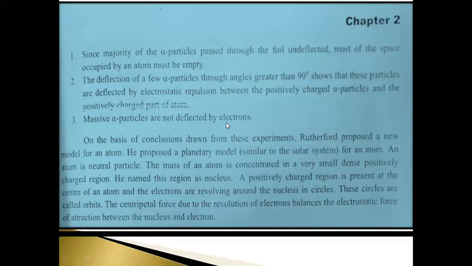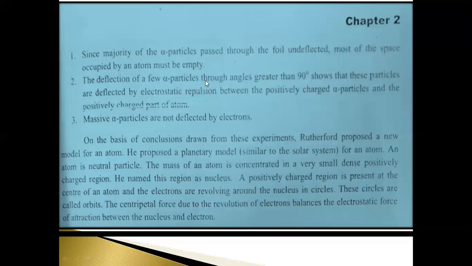You can take an example like if there is a small stone on a road, a big car or a big bus or a big truck can easily pass over that stone without damaging it. So the same is the electron. Electrons are very small, 1438 times smaller than protons. So these massive alpha particles show no effect on the electrons and they are not deflected by the electrons.